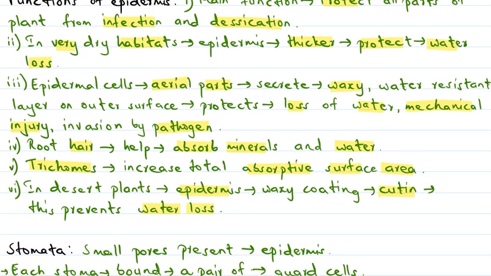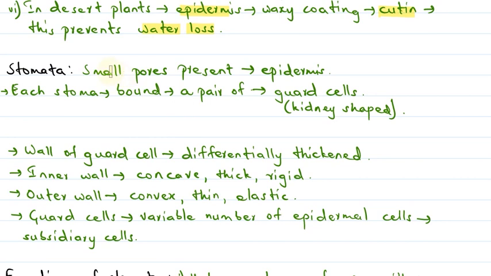Okay, then we discussed about stomata. Now what is stomata? They are the small pores present on the epidermis. So the epidermis of a leaf is usually interrupted at some places due to the presence of these small pores that are known as the stomata. Okay, so each stoma is bound by a pair of epidermal cells known as guard cells which are kidney shaped. Then each guard cell is a modified epidermal cell that shows a prominent nucleus, cytoplasm and plastids. So the wall of guard cell is differentially thickened. Now the inner wall of the guard cell is concave, thick and rigid, whereas the outer wall of the guard cell is convex, thin and elastic.